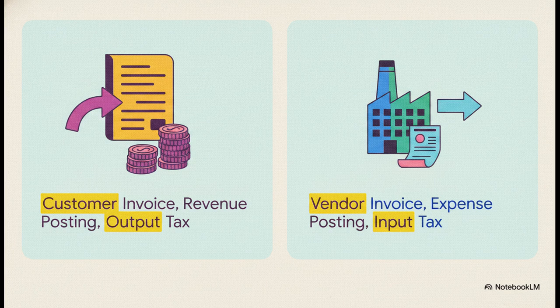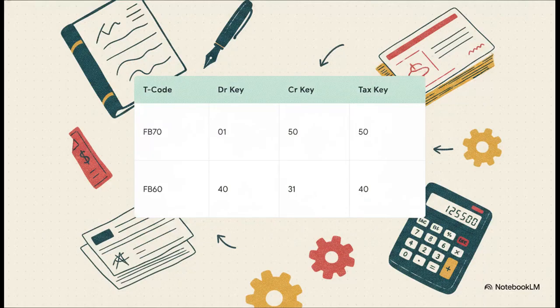Then you flip the script for accounts payable. That's where FB60 comes in for manual vendor invoices, handling your vendor credit, your expense debit, and of course, your input tax. Now listen up, because you're going to want to commit these specific posting keys to memory. Interviewers absolutely love to test if you know the exact numbers driving these transactions behind the scenes.